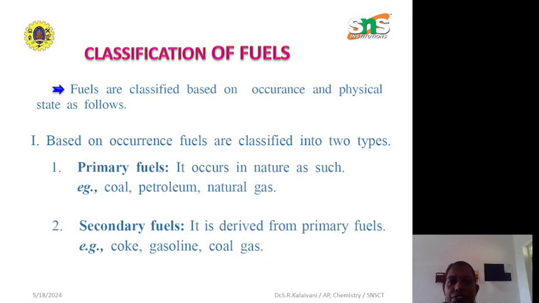Then, classification of fuels. Fuels are classified based on occurrence and physical state. Based on occurrence, they can be classified into two categories: one is primary fuel and the other is secondary fuel. Primary fuels occur in nature as such. Examples: coal, petroleum, natural gas. Secondary fuel is derived from primary fuels. Examples: coke, gasoline, coal gas.